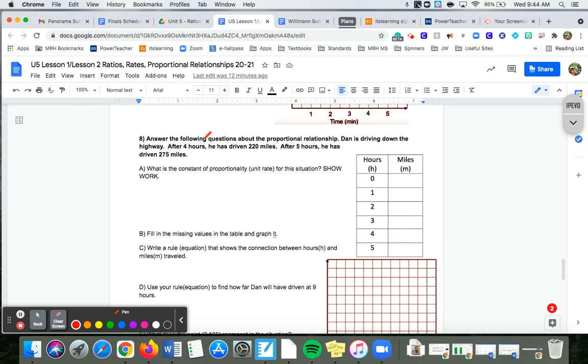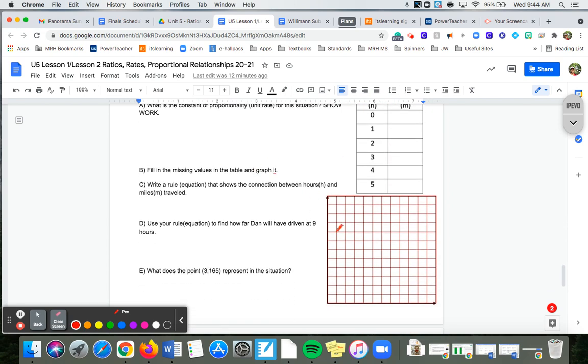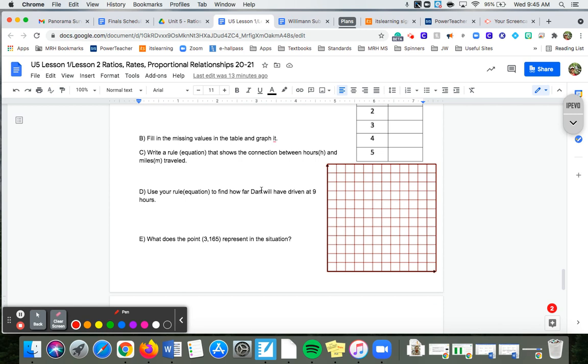This one, I gave you a situation, and you get to use that situation to answer. After 4 hours they've gone 220 miles, and after 5 hours they've gone 275. You're trying to fill out the rest of the table here, so you fill in the missing values. You're also trying to write an equation for that, which I'll talk about below, and then also graphing.